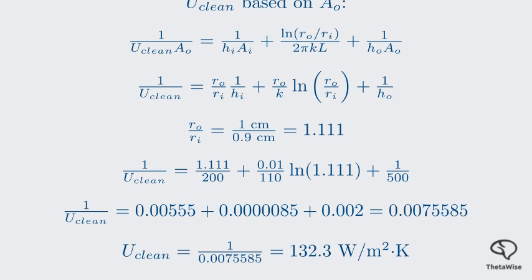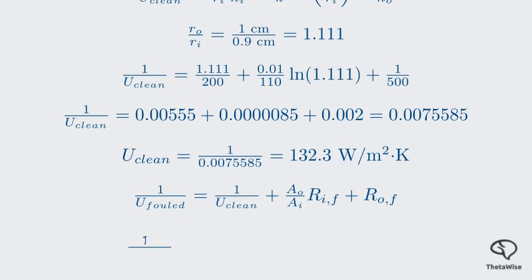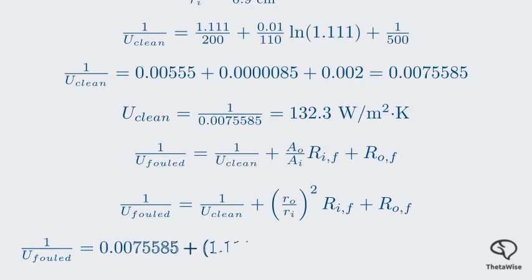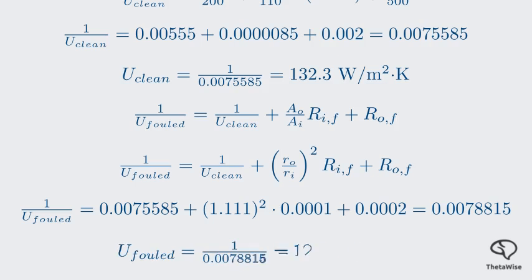Now for the fouled case. We just add the fouling factors adjusted to the outer area. 1 over U fouled equals our clean result, plus the outer area over the inner area times the inner fouling factor, plus the outer fouling factor. Plugging in the numbers, we get 0.07555 plus 1.111 squared times 0.0001 plus 0.002.